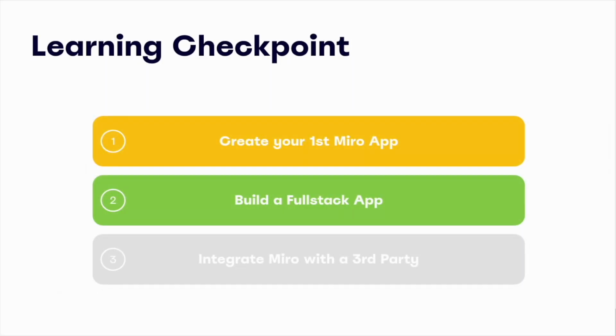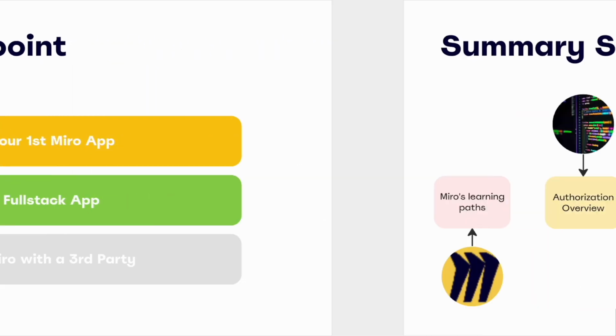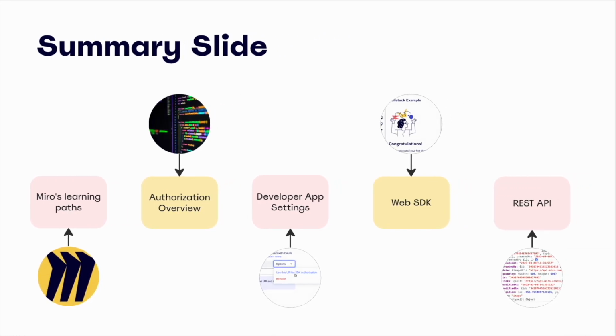We've covered a lot at this point, from understanding the nuances of authorization in the Web SDK, REST API, and both of them together, to adding functionalities across capabilities. We've built a full-stack Miro application that can leverage our Web SDK and REST API seamlessly together. Here's a quick look back at what we've covered. Miro's learning paths for getting up to speed and creating a full-stack app, an overview of our authorization, developer app settings, creating an image with the Web SDK, and reading image details from the REST API.